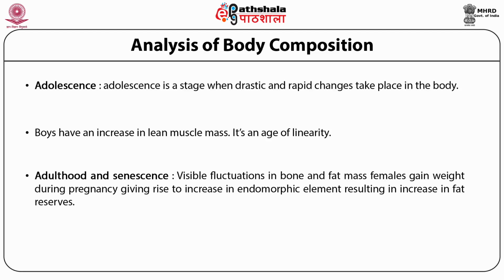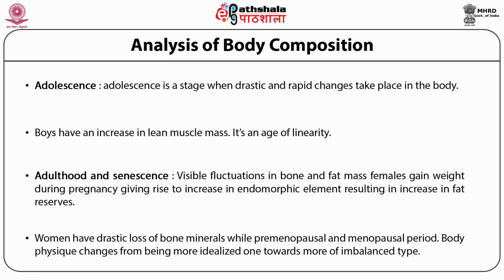In adulthood and senescence, there are visible fluctuations in bone and fat mass. Females gain weight during pregnancy, giving rise to an increase in the endomorphic element, resulting in increased fat reserves. Males, however, tend to have nearly stagnant body composition during adulthood. Progressing towards senescence, both males and females suffer from unhealthy changes in body composition and physique. There is an increase in visceral fat, subcutaneous fat, and fat in the blood vessels. Women have drastic loss of bone mineral during the premenopausal and menopausal period. Body physique changes from a more idealized one towards a more imbalanced type.